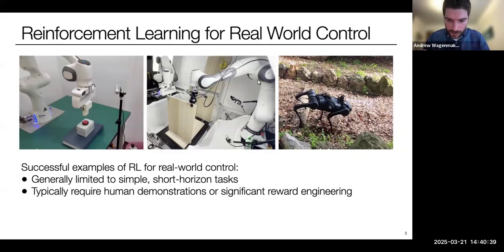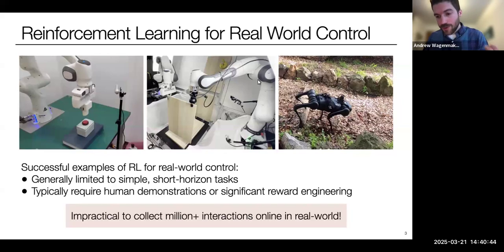And of course, the reason for this primarily is that it's usually impractical to collect millions and millions of interactions online in the real world. So while I could deploy a robot for weeks and just have it try different things and collect a bunch of interactions and then figure out how to optimize the reward, in most practical settings this isn't something I'm going to do. It's just going to take too long. It's going to be too expensive. And so when we go to apply RL in the real world, we just aren't able to get the same level of performance that we often can get when applying RL in simulation.